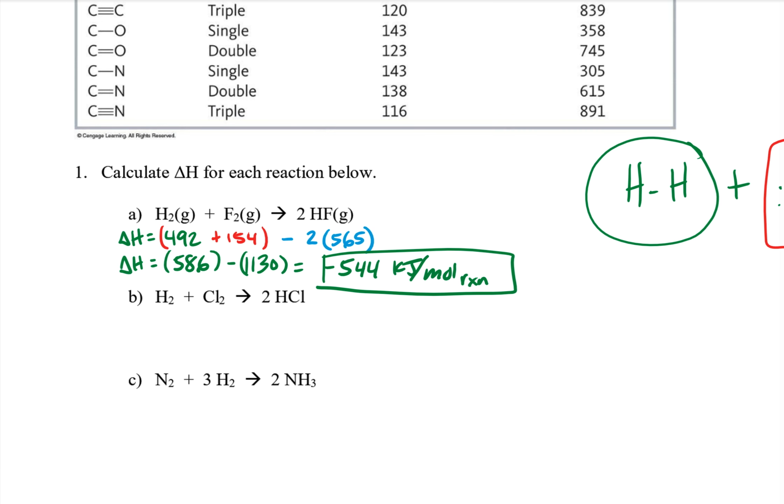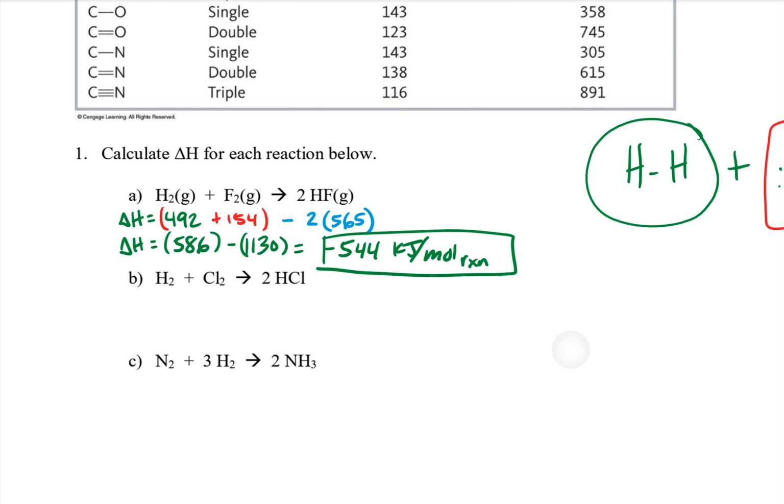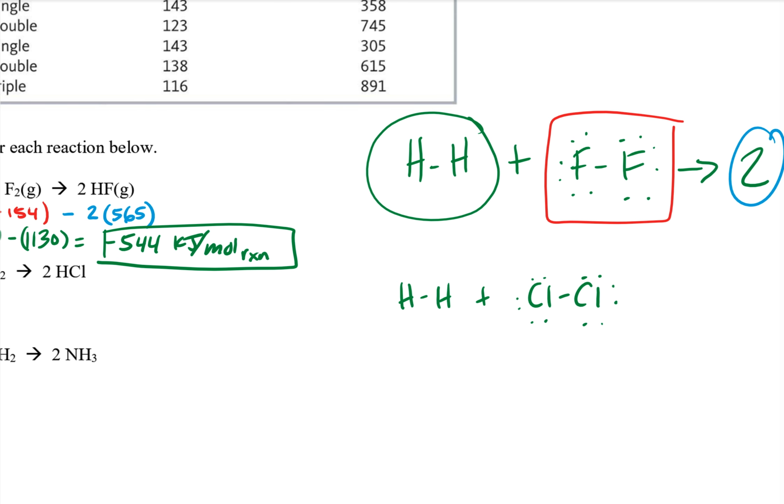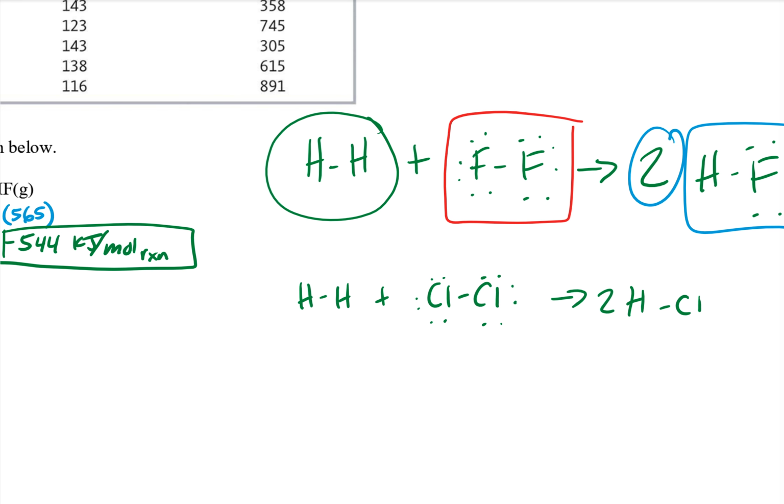For letter B, we're going to repeat the process. Draw a Lewis structure to see what is being broken and to see what is being formed. So I have H to H plus chlorine to chlorine yields 2 H to Cl. Why don't you go ahead and pause the video and you try this one on your own and then come back and see if you get the correct answer.